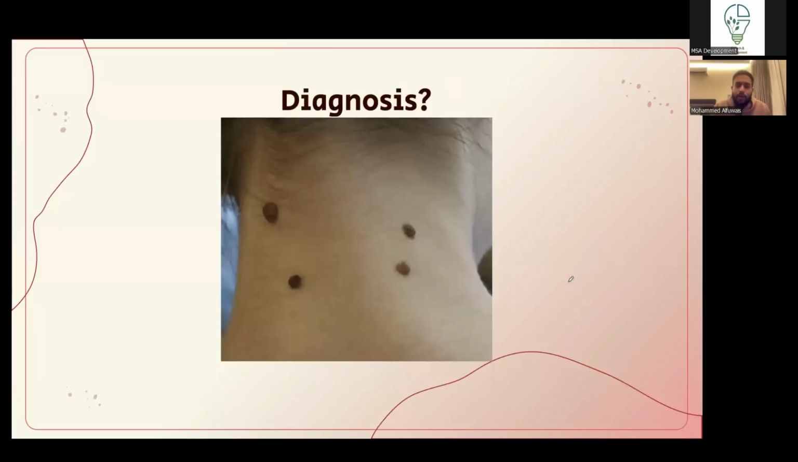Okay. Now we have these. What are these? Just very simple. A lot of people have it. Nevi. Okay. Melanocytic nevi, moles. Okay. These are normal moles. Okay. How do I know that these are normal moles? There are multiple things that you look into.